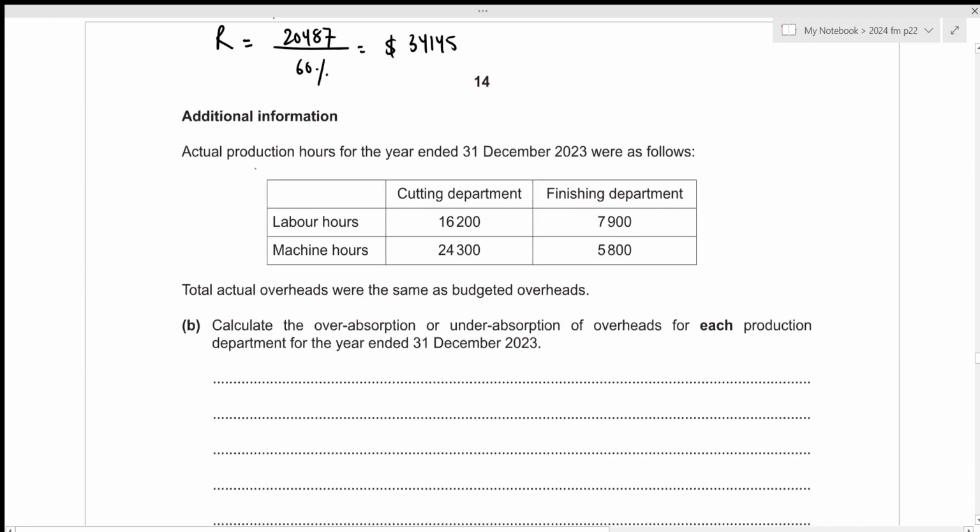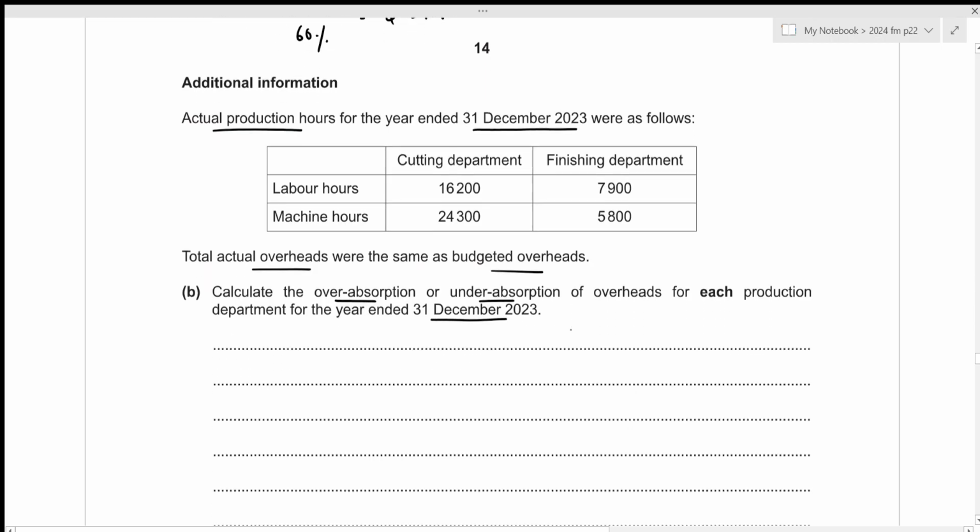We now have additional information. Actual production hours for the year ended 31st December 2023 were as follows. So we have the labor hours as well as the machine hours for both our cutting department and the finishing department. Total actual overheads were the same as budgeted overheads. Now we need to calculate the over absorption or under absorption of overheads for each production department for the year ended 31st December 2023.